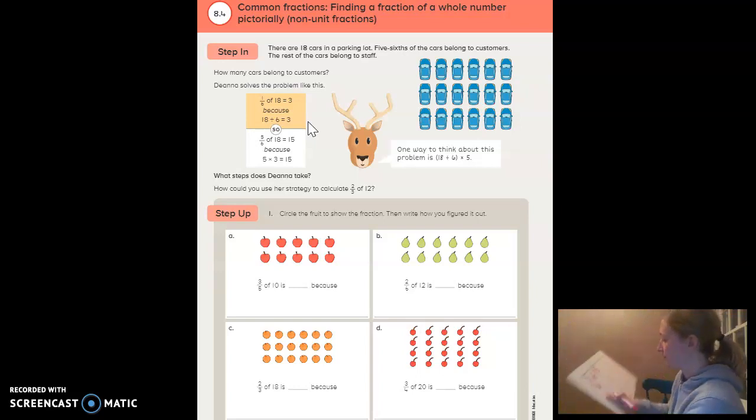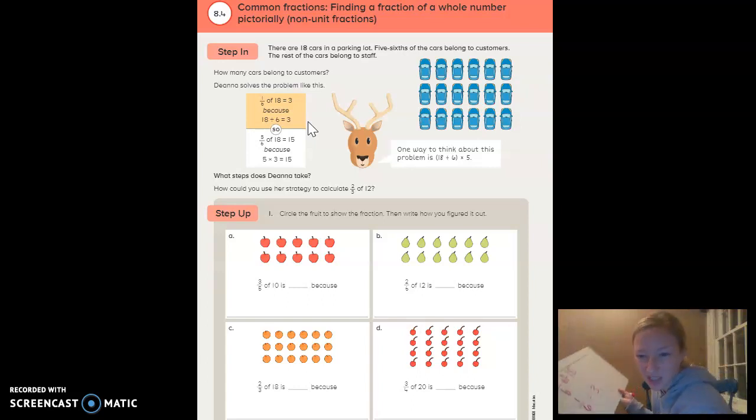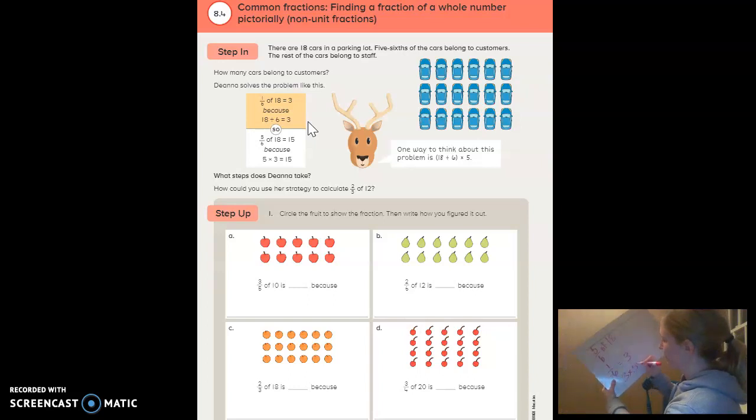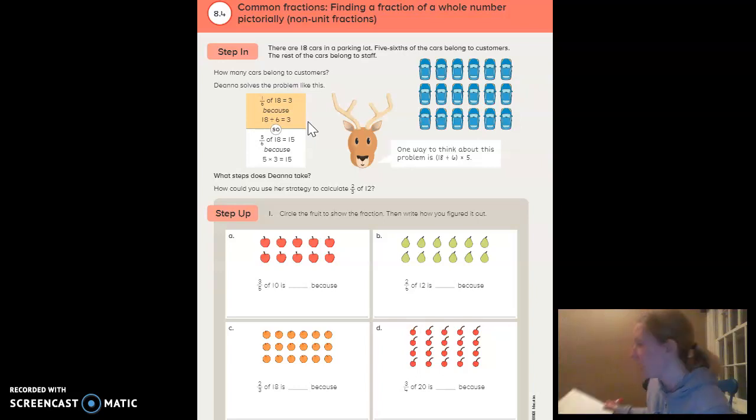Okay, so if 1/6 is equal to 3, then how much is 5/6 equal to? Well, I would need to multiply that by 5. Okay, what's 3 times 5? 15. So 3 times 5 equals 15. So 5/6 of 18 is actually equal to 15. So the question was, 5/6 of the cars belong to customers. How many of the cars belong to customers in the lot? Well, 15 of them did. Okay, does that make sense?